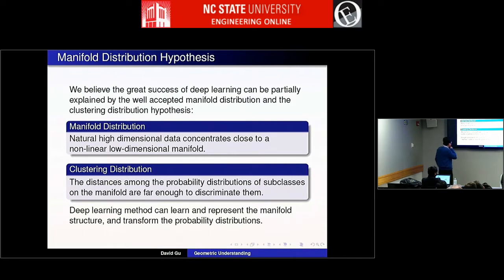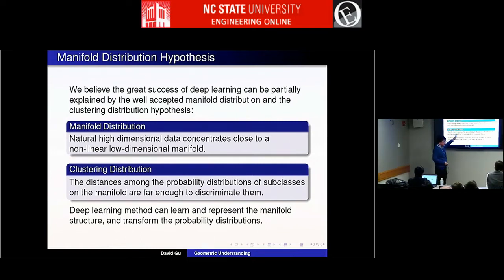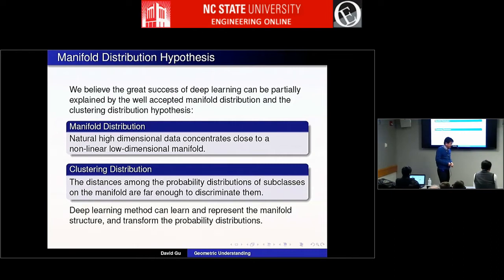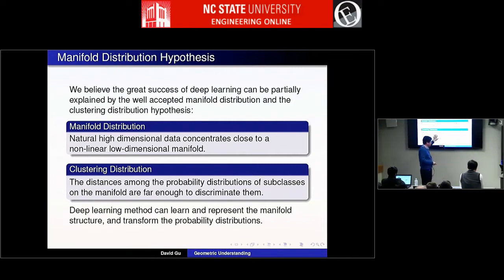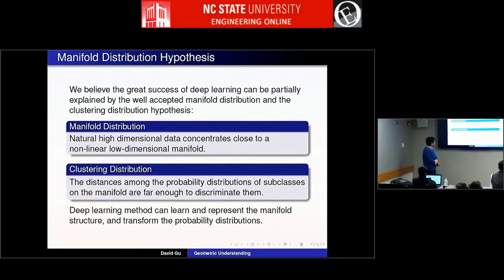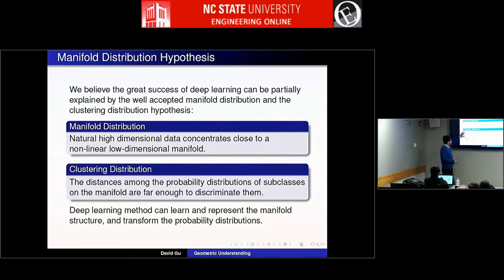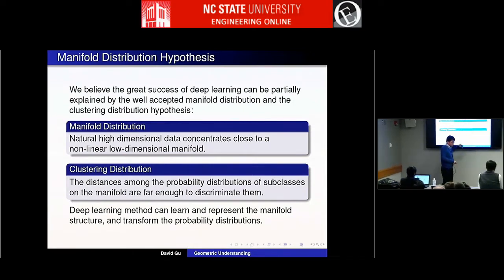We treat each data sample as one point, so given a natural class of data in a very high-dimensional background space, the point cloud is very close to a nonlinear low-dimensional manifold. The distribution of this point cloud is also non-uniform. So finding this manifold structure and the distribution on this manifold is the major task of deep learning.